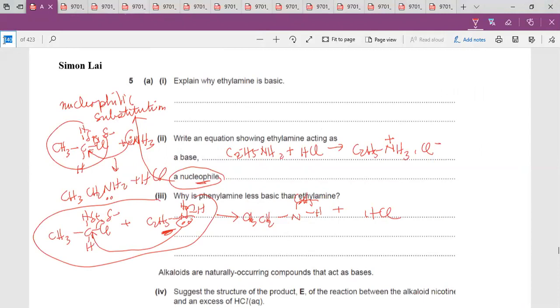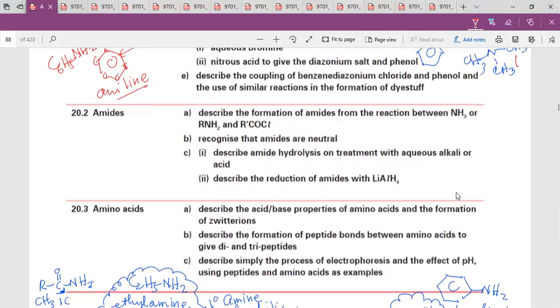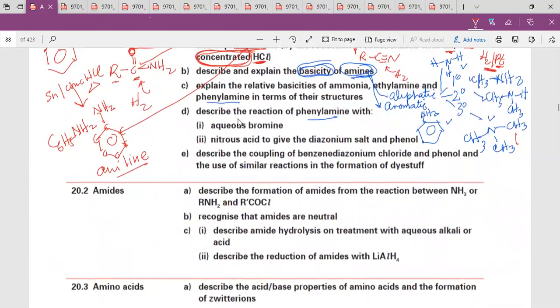Page 88. Here, we've got to wait a while. It's not moving. The thing must come up, because I saved it. Now here, the second part. Describe reactions of phenylamine with aqueous bromine and nitrous acid. Nitrous, not nitric acid. I've done the first one already with bromine.